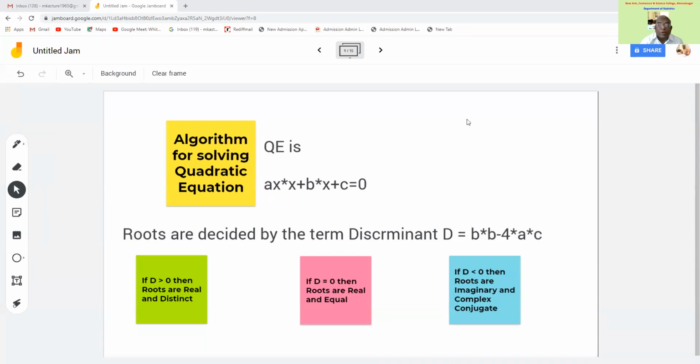Usual practice is to find the discriminant d, which is b square minus 4ac, and this discriminant is the deciding factor. If discriminant d is greater than 0, then our conclusion is what? Roots are real and distinct. So there will be two roots, x1 and x2. If discriminant is exactly equal to 0, then our conclusion is what? Roots are real and unequal.